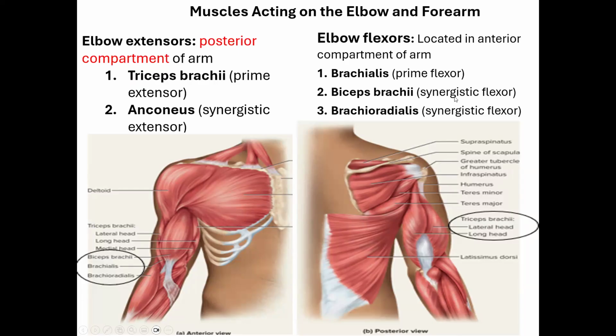Biceps is a synergistic flexor, and it's one of the powerful muscles. And there's another synergistic flexor called brachioradialis. That's the muscle here. It's actually an extrinsic muscle. The biceps is here, the brachialis is here under the biceps, but the brachioradialis is here. It also causes flexion. Okay, that's a typical example of an extrinsic muscle.